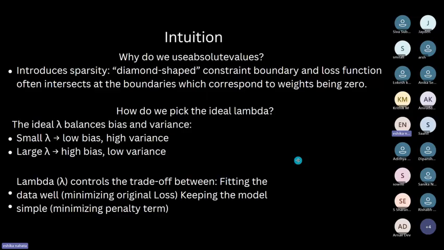To pick the best value of lambda, this is kind of a cheat sheet. If you have a small value of lambda, it's going towards overfitting because you're not really making that much of a modification to the loss function that you got for an overfitted model. So that would be low bias and high variance. On the other hand, a large lambda would be more towards underfitting, which would be high bias and low variance. So you're finding the trade-off between fitting the data well, which is minimizing the original loss, and keeping the model simple, which is minimizing the penalty term.